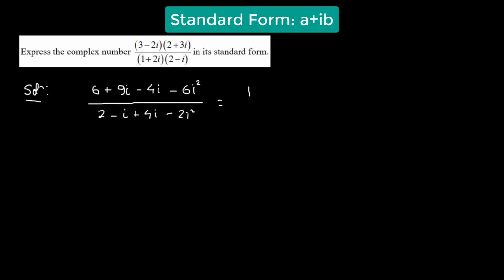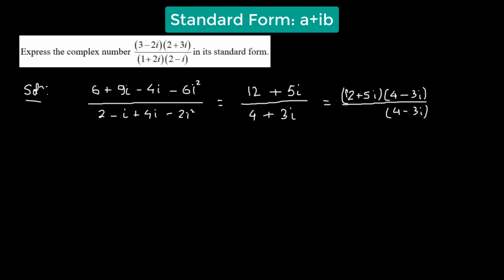Let us replace i squared by negative 1, so we have 6 plus 6 in the numerator, so the real term will be 6 plus 6, which gives us 12, plus 9 minus 4i gives us 5i, divided by, we have 2 minus 2i squared, so i squared is negative 1, that will make it positive 2, so 2 plus 2 will be 4, plus 4i minus i will be simply 3i. Now we're going to multiply the numerator, which is 12 plus 5i, by the complex conjugate of the denominator, which is 4 minus 3i, and we also have to divide it by 4 minus 3i, and it's multiplied to the given denominator, which is 4 plus 3i.